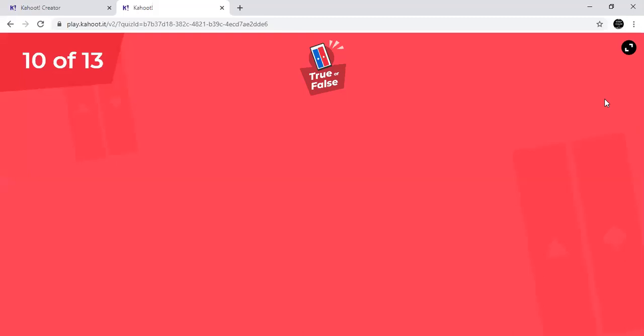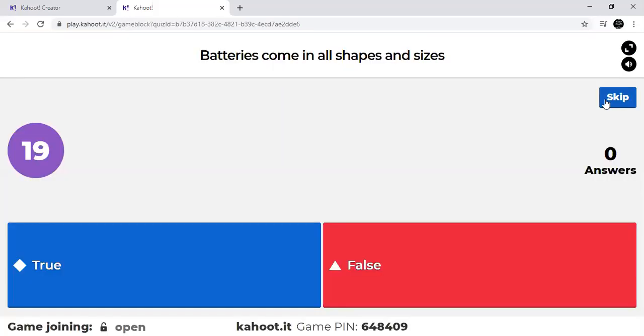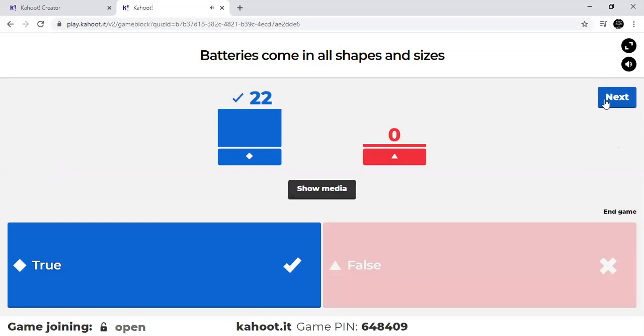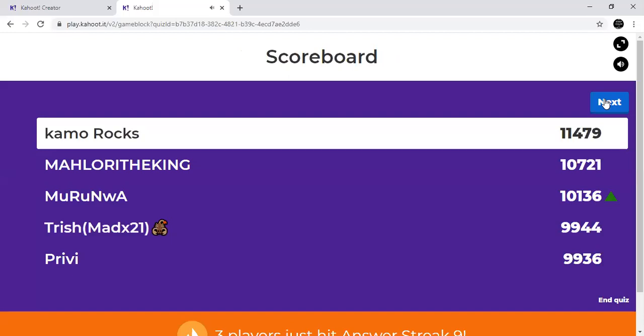True or false? Batteries come in different shapes and sizes. 10 seconds. Beautiful. This one is lovely. I love that. Let's see. So we have Kamo, Mashori, Morongwa, Trish, and Privy. Okay, yeah, you said you're coming through. Simran, climb up. Be faster, man.